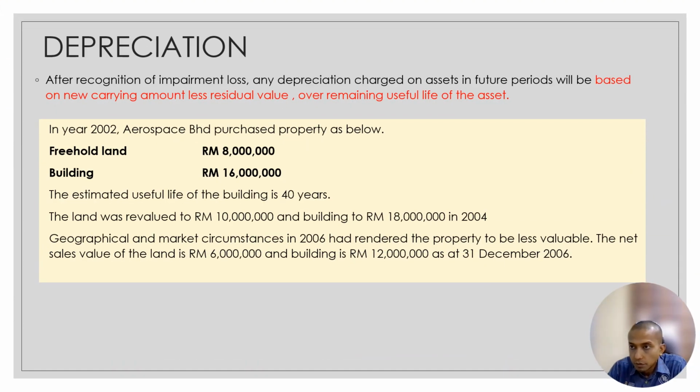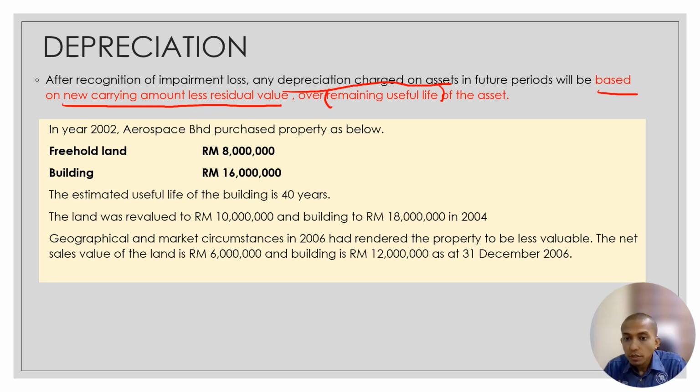Right, so this is the depreciation. After recognizing the impairment loss, any depreciation charged on the asset in the future period will be based on the new carrying amount less residual value over the remaining useful life. The word is remaining. Remaining useful life. It's not estimated useful life anymore. It is a remaining useful life.